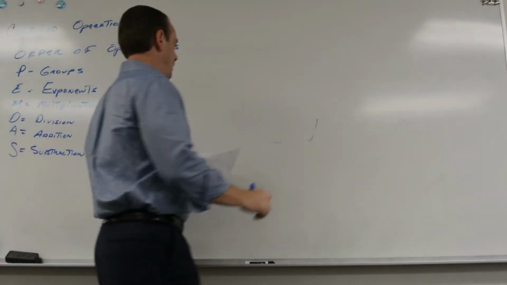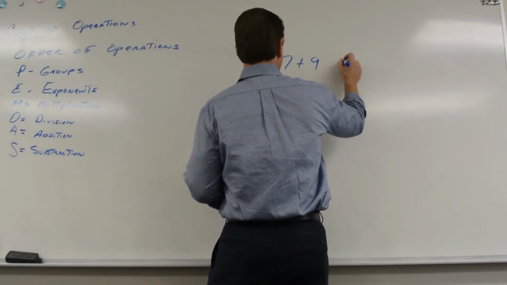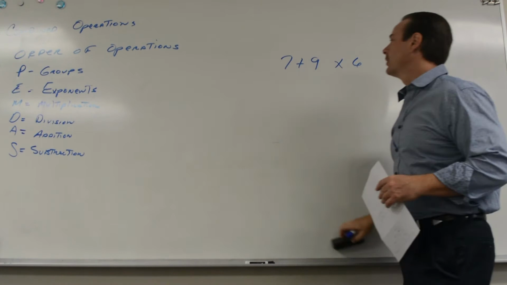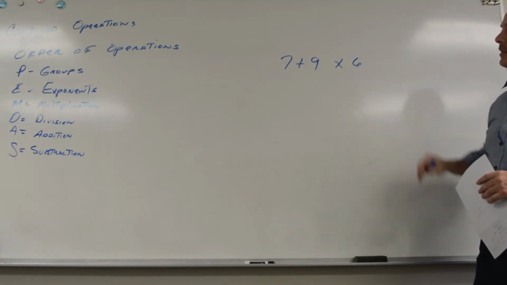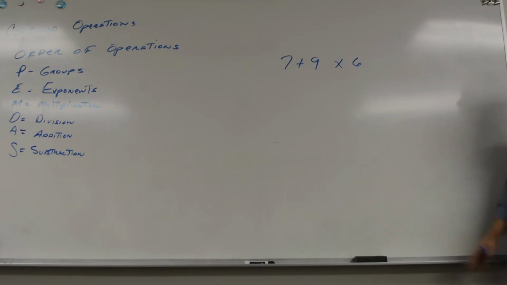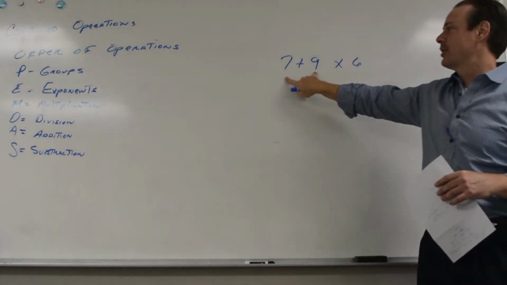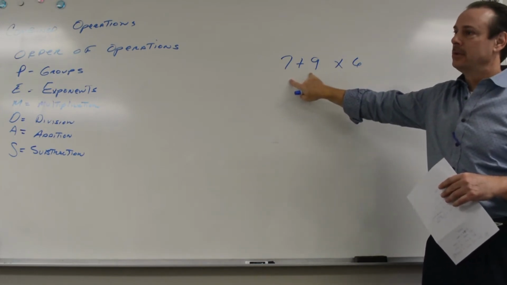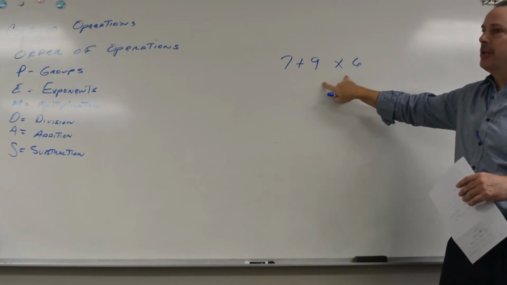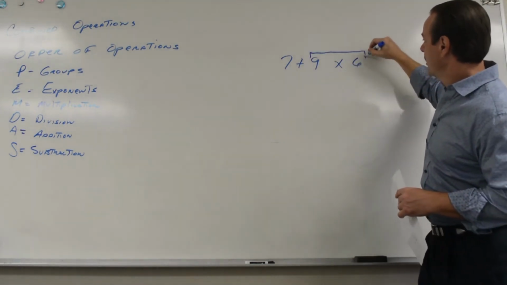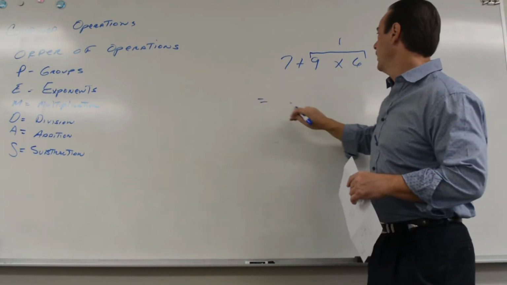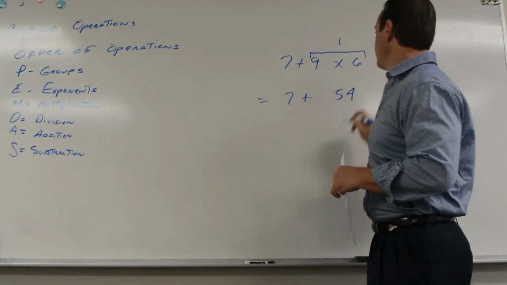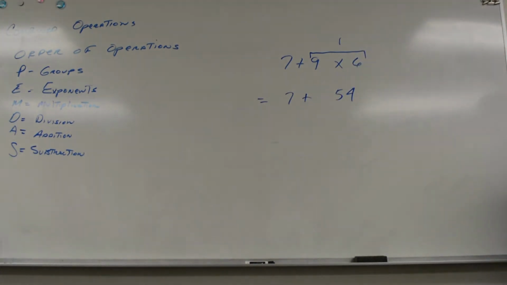All right, let's take an easy problem. Start off simple: 7 plus 9 times 6. First, we look at the equation. Are there any groupings? No. So we go to the next one. Are there any exponents? No. Okay, we go to the next one. Is there any multiplication? Yes. So this has to be done first. We're going to put an equal sign here: 9 times 6, so it's going to be 7 plus 54. That would be step 1.